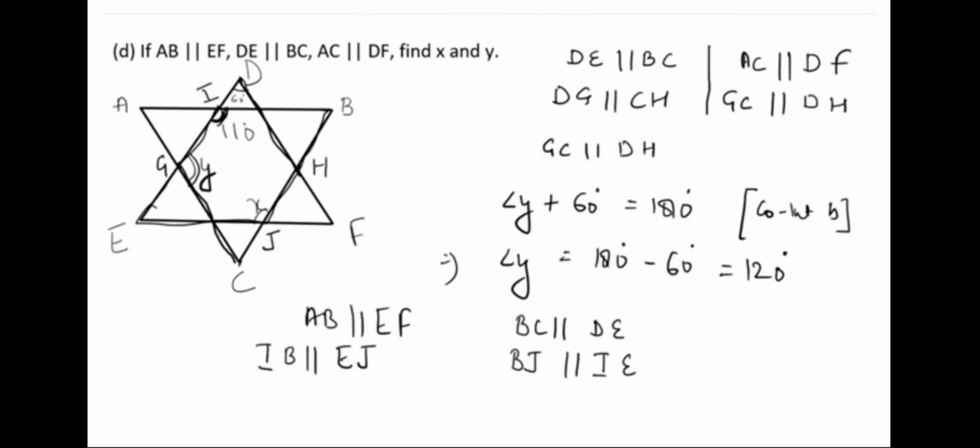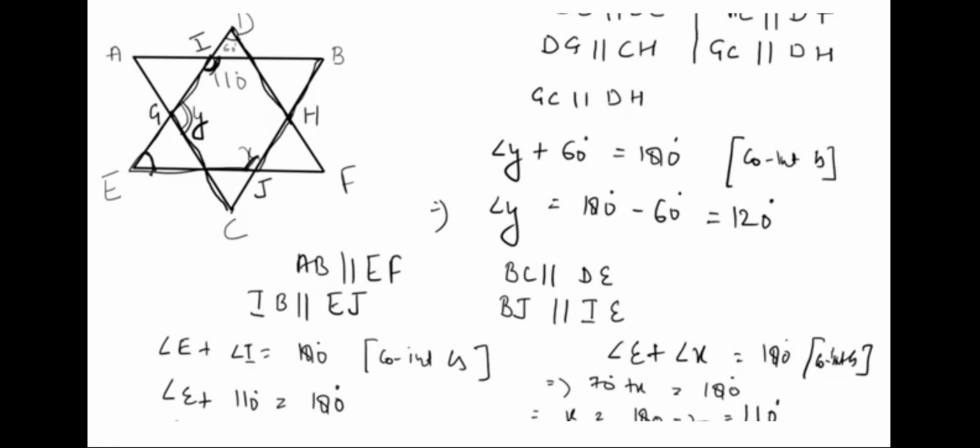This implies angle Y. Look the angle Y. Where is it in the figure? Angle Y plus 60 degree is equal to 180 degree, co-interior angles. This implies angle Y is equal to 180 minus 60. It is 120. Since AB parallel EF, therefore IB parallel EJ. And here we write BC parallel DE. So BJ parallel IE. Is it clear?